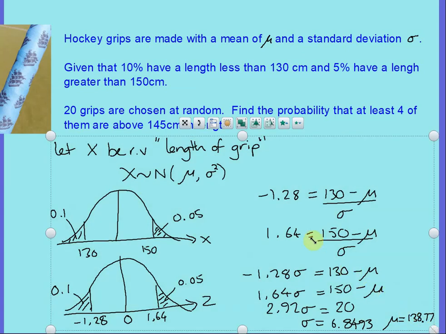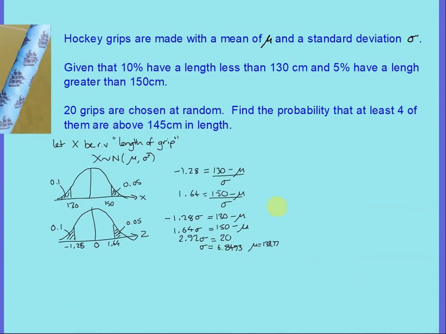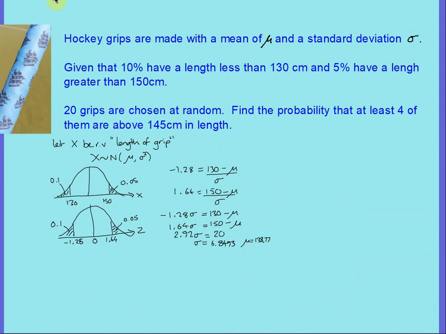Right, now, wow, this question keeps on going. So I'm just going to, come on, yeah, we can still see that. So 20 grips are chosen at random. Find the probability that at least 4 of them, so this is now a binomial problem. How exciting. So let's first of all need a probability for the binomial. So we now know this is 138.77. And we're looking for above 145. So what is the probability of in this region here? So let's work it out.